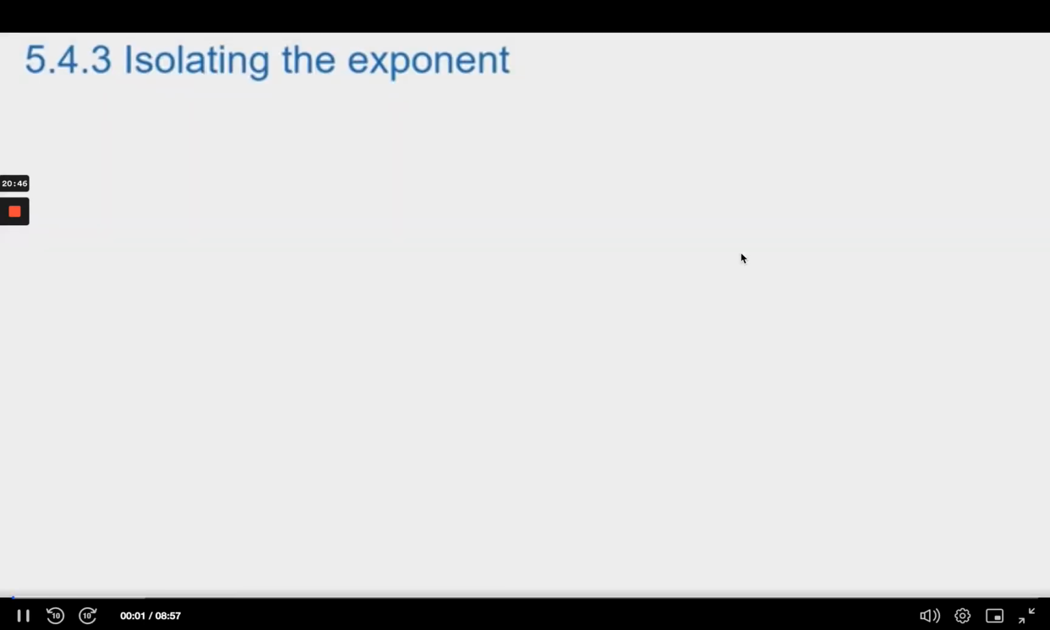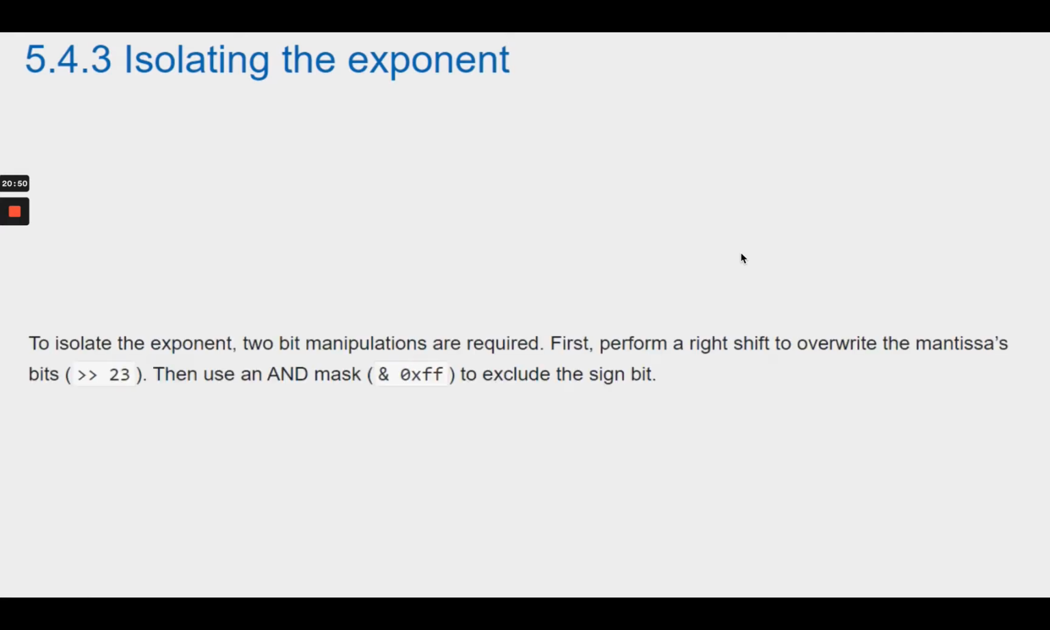Section 5.4.3, Isolating the exponent. To isolate the exponent, 2 bit manipulations are required. First, perform a right shift to overwrite the mantissa's bits, >> 23. And then use an AND mask, & 0xFF, to exclude the sign bit.